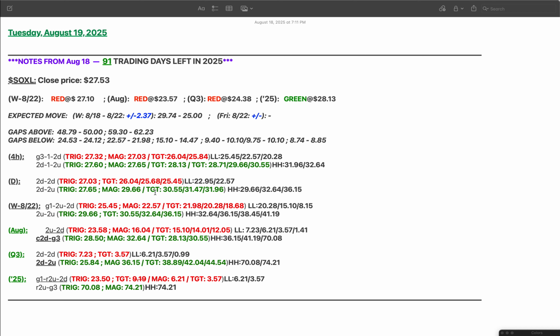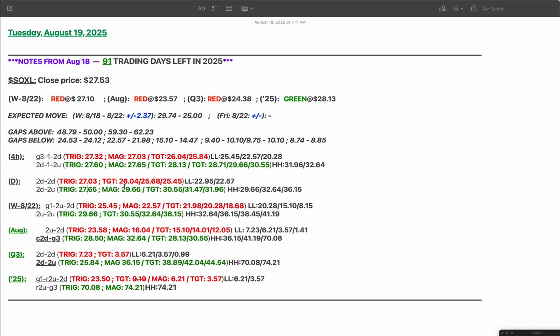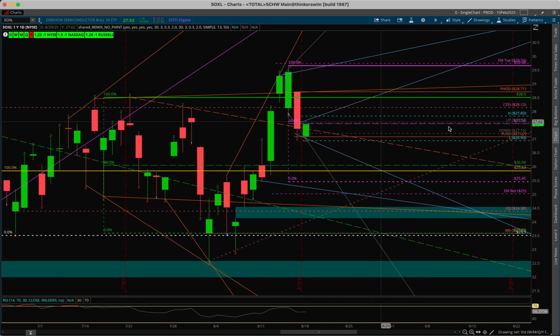The trigger is 27.65. The magnitude is the high of this candle, right? So once you go 2 down and then once you go 2 up, the magnitude is the high of the candle to the left of the 2 down. That's this candle, which is 28.71. And then we're going to leave our extended target with this 29.66, which is last week's high, and that 30.55, which is the 61.8 fib of the 2020 low to 2021 high. And then we've got some extended targets of 31.47 and 31.96.